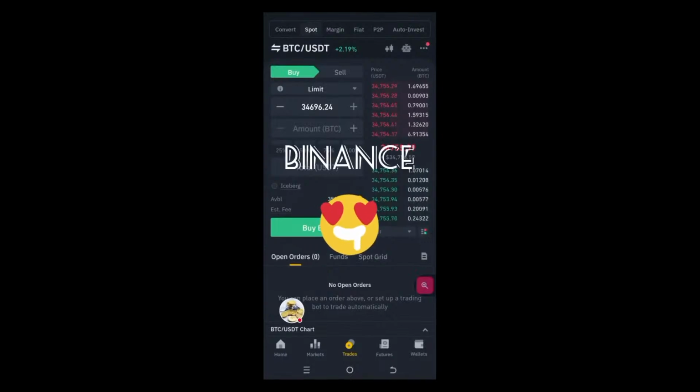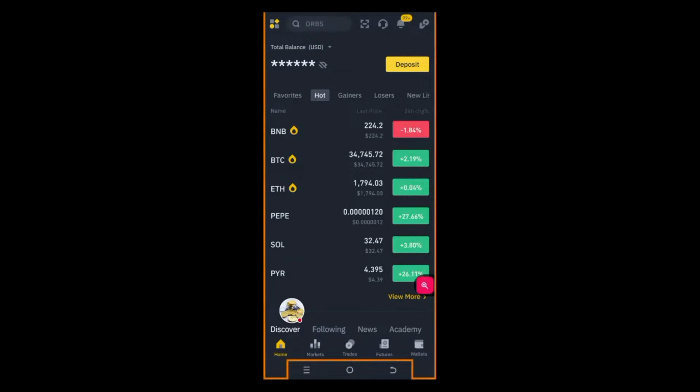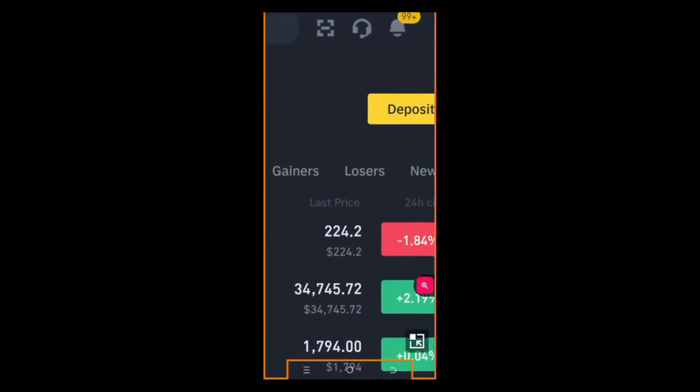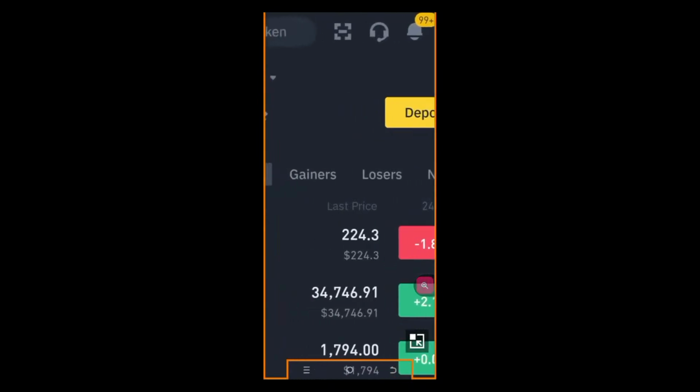Let's go ahead. For spot trading, I love to use gainers, and you can use any of these. Let me just enlarge this. You can use gainers, you can use losers, you can use new listings, but my all-time best is gainers.